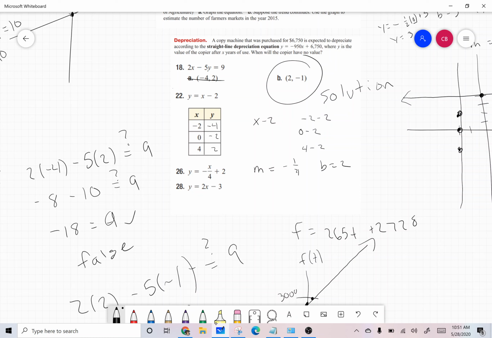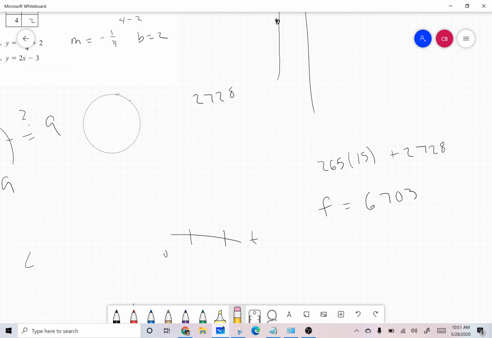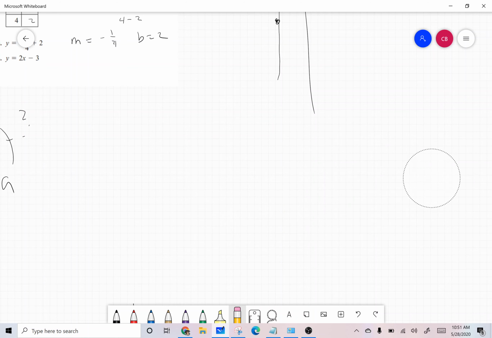And b is 2, so if I was going to graph that, I would simply, and I'm going to erase this now. Okay, that's gone. We have negative 1/4 and b is 2, so we go up to 2, we put our point, we go down 1, this is negative, so down 1, right 4, down 1, right 1, 2, 3, 4, we have our point. We draw our line, and that is done.